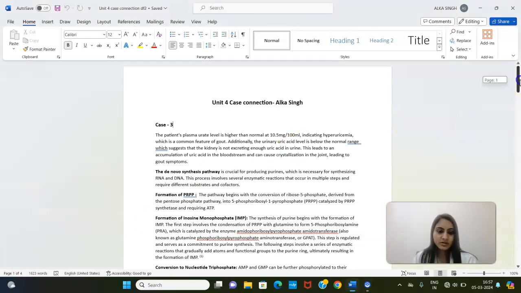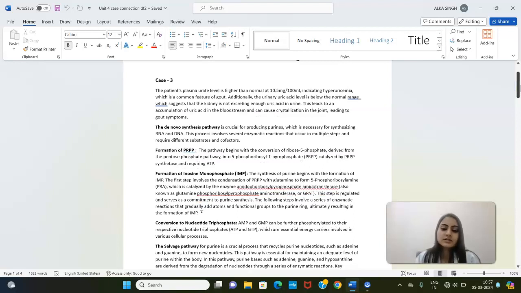Case 2. In this, the patient's plasma urate level is higher than normal at 10.5 mg per 100 ml, indicating hyperuricemia, which is a common feature of gout. Additionally, the urinary uric acid level is below the normal range, which suggests that the kidney is not excreting enough uric acid in urine. This leads to an accumulation of uric acid in the bloodstream and can cause crystallization in the joints, leading to the gout symptoms.